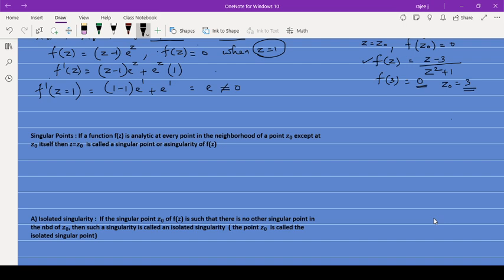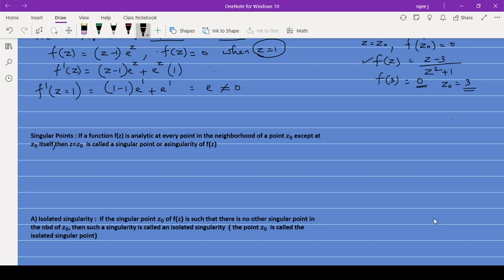Second is the singular point. A singular point means if a function f(z) is analytic at every point in the neighborhood of a point z0 except at z0 itself, then z equal to z0 is a singular point, or singularity, of f(z).